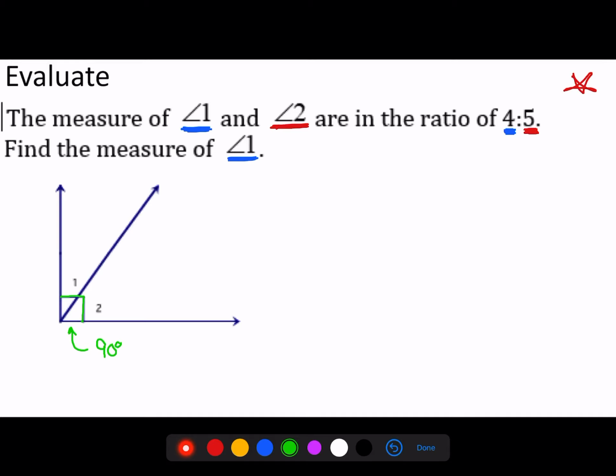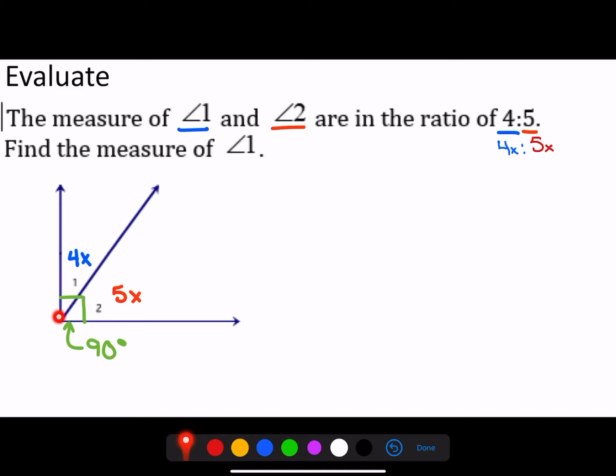Now, along with this, since we're in a ratio of 4 to 5 with angles 1 to 2, I can just give each of these a variable. So I'm going to put a variable next to each of these numbers. I have 4x to 5x. That's what our ratio is respectively. So angle 1 is 4x, angle 2 is 5x, and I can go ahead and draw those on. 4x and 5x here.